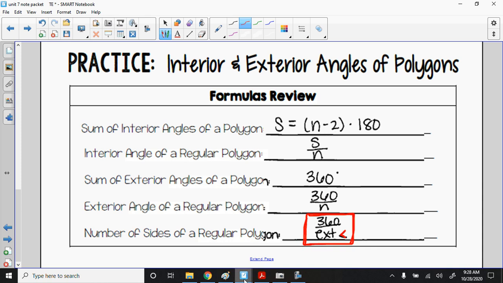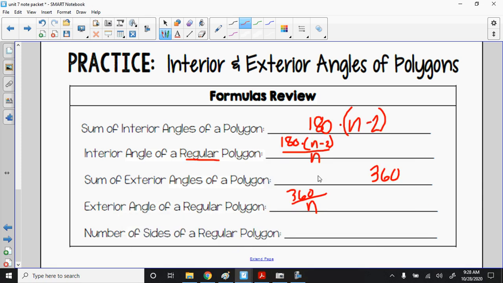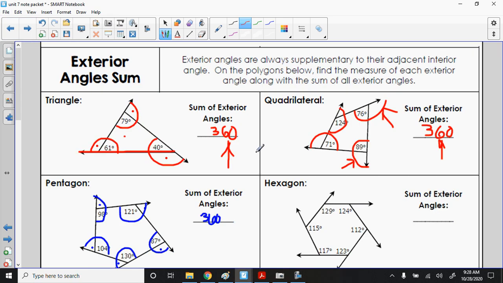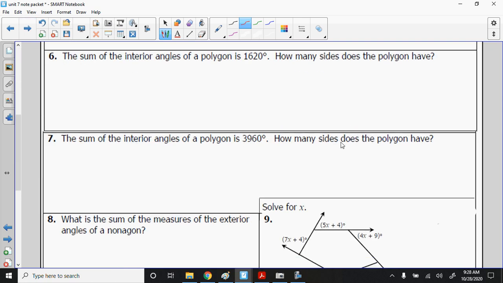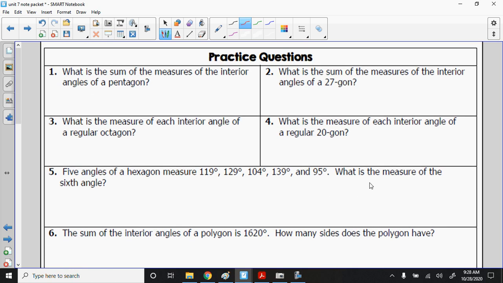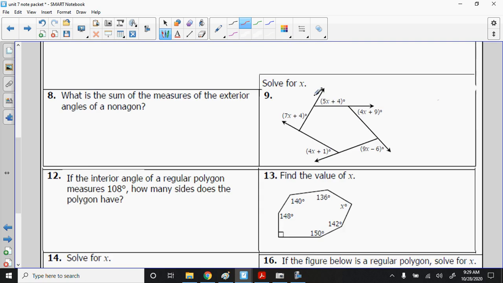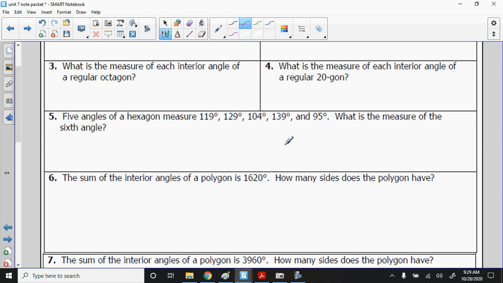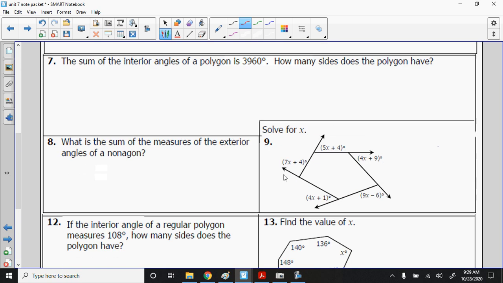All right, so there are your notes on that. Here's what I want you to do: try these practice questions next. That is the next page in this packet. Try these practice questions and let's see how far we can get.